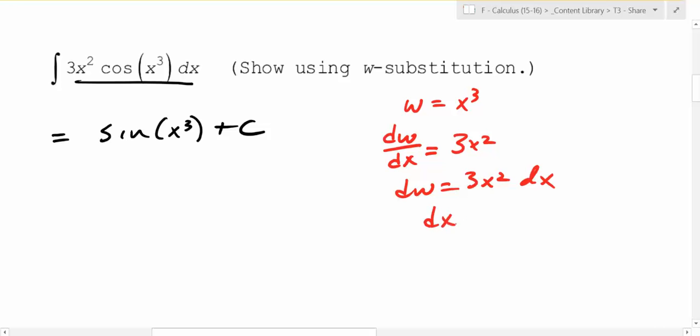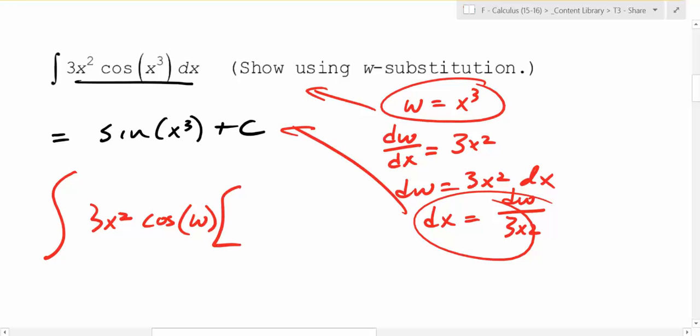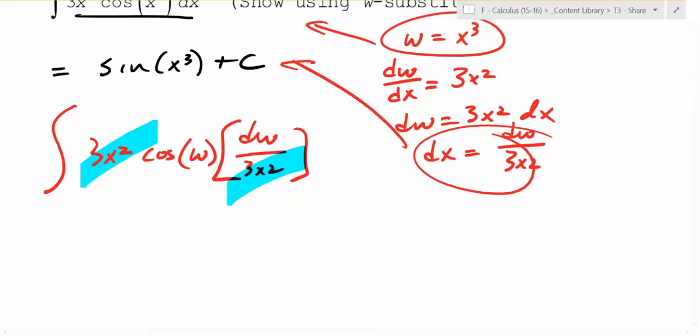So what does dx equal? dw over 3x squared. And now we substitute back in. We take this and we take this and we substitute both of these back in. And what do you end up with? The integral of 3x squared cosine of w, but instead of dx, what do you write? dw over 3x squared. What's the magical thing that cancels right here, Connor? What cancels now? Yeah, that's a really good thing to happen because it gets rid of the double variables. And now you just have this.